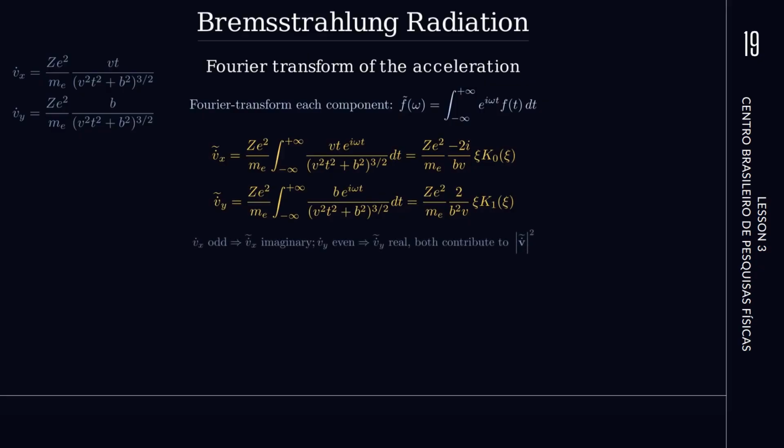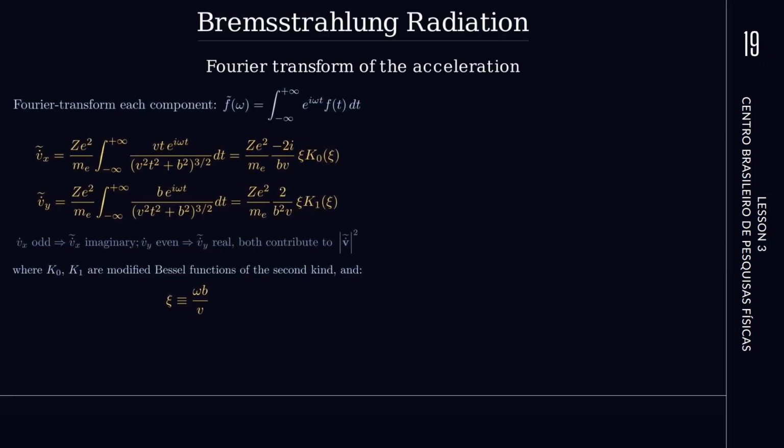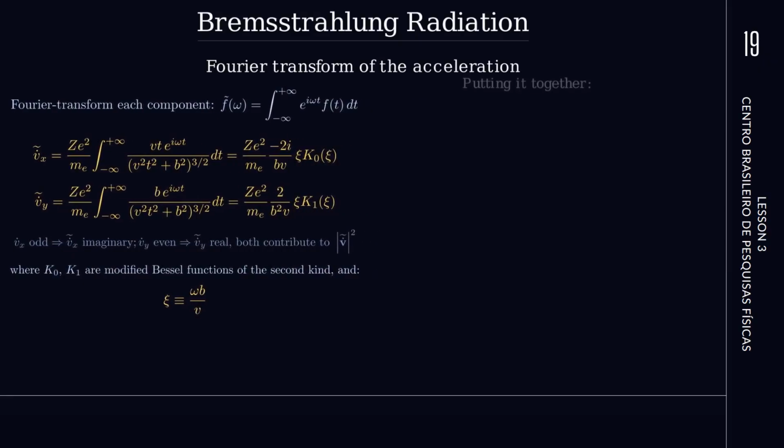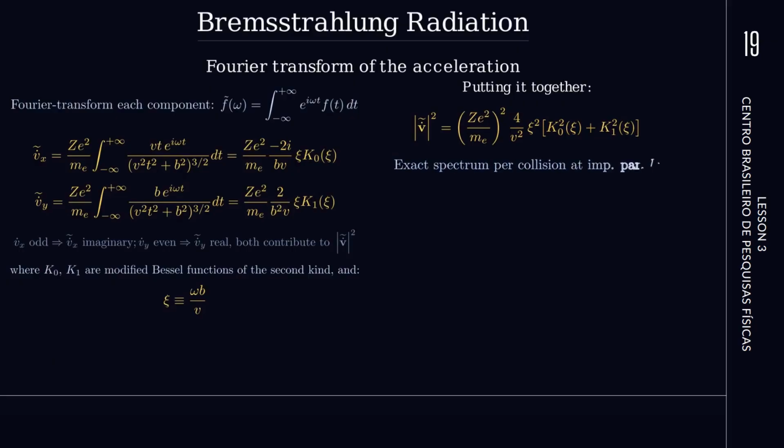And yes, now we can put them together, and assuming that Xi can be written in terms of the frequency and the impact parameter. So just put these two results together. So the Fourier transform of the acceleration is given by that. This is the exact spectrum for a collision.